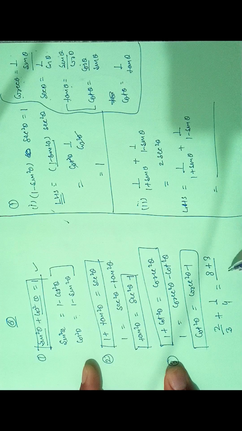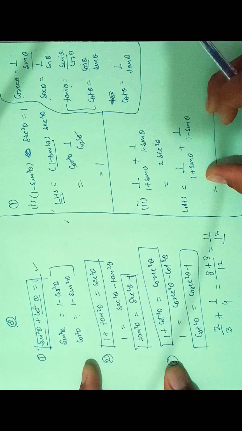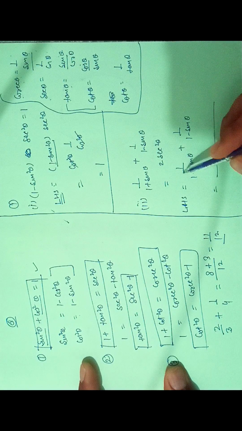And in the denominator, you will use the multiplication of both denominators. The denominator here is 3 and here it is 4, so 3 4s are 12, so the answer will be 11 upon 12. Similarly, you have to follow this way to solve this example. So if I multiply 1 by 1 minus sin theta, then it will be 1 minus sin theta.